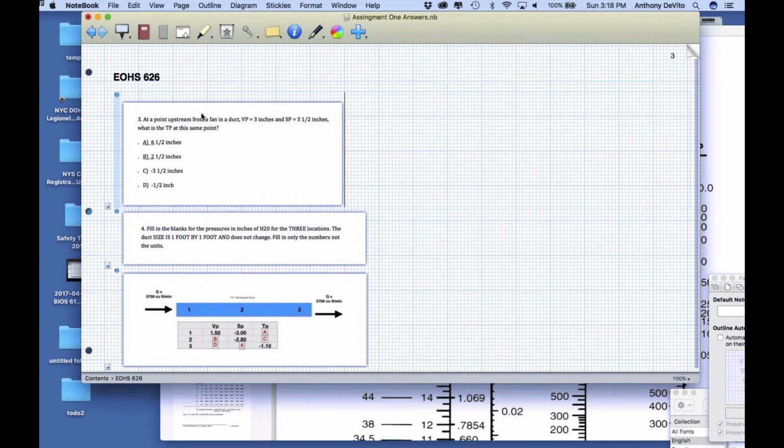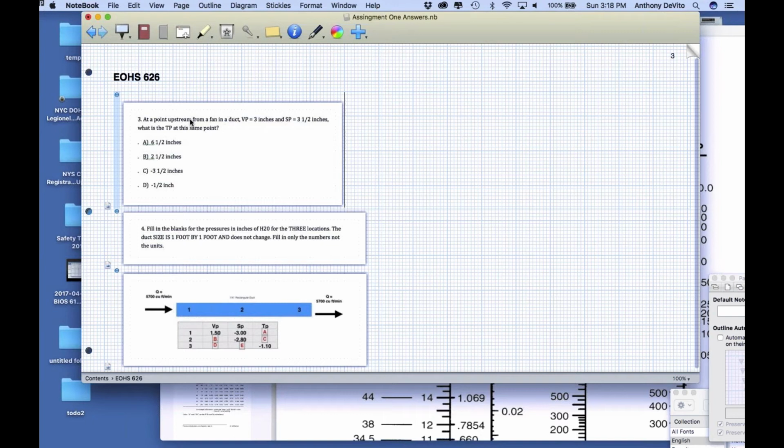Okay, so let's take a look at the next question. 3. At a point upstream from a fan in a duct, the velocity pressure is equal to 3 inches. Now, upstream means before the fan. Downstream would be past the fan, right? So on the upstream side, we expect the velocity pressure to be positive. In fact, on both sides, we'd expect the velocity pressure to be positive because the air is moving in a certain direction through the fan, right?